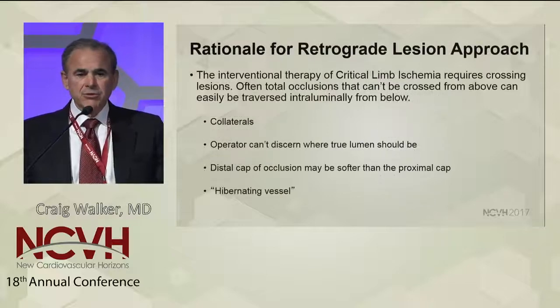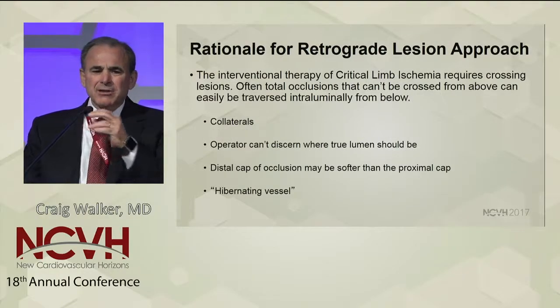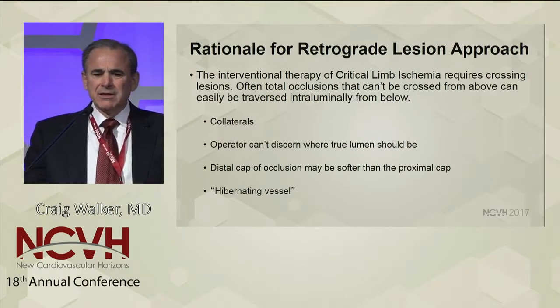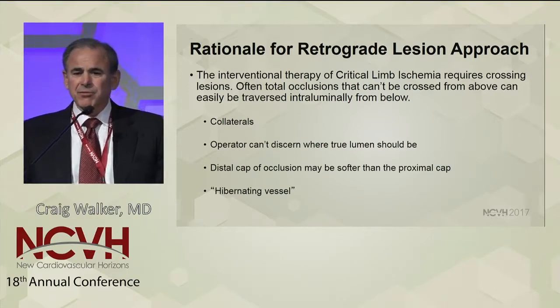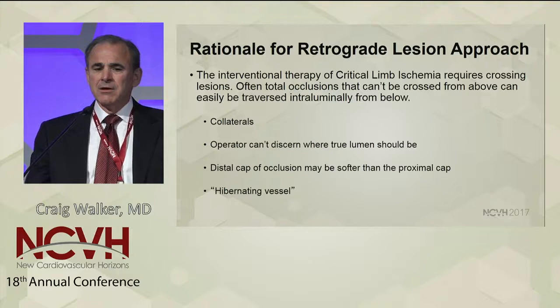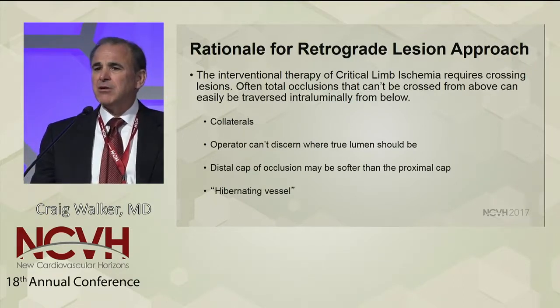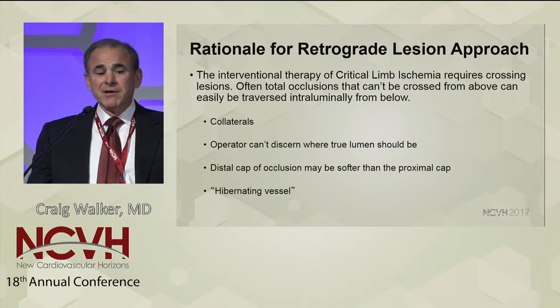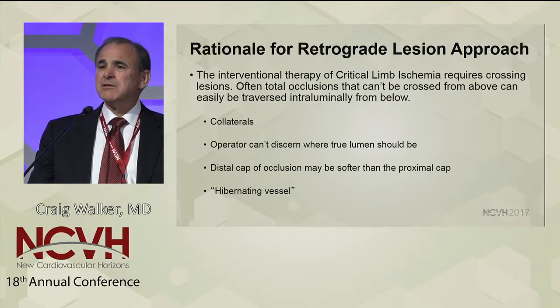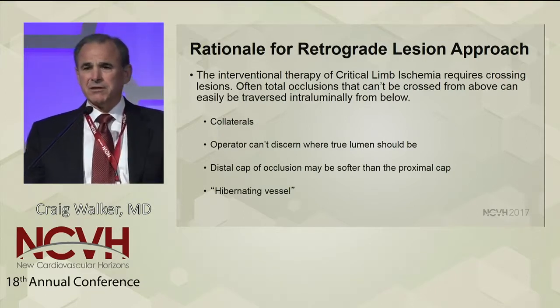These are my disclosures. Now, what's the rationale for retrograde lesion approach in general? To start with, interventional therapy of critical limb ischemia requires that we cross lesions, and often lesions that cannot be crossed from above can easily be traversed from below, and there are many reasons for this.